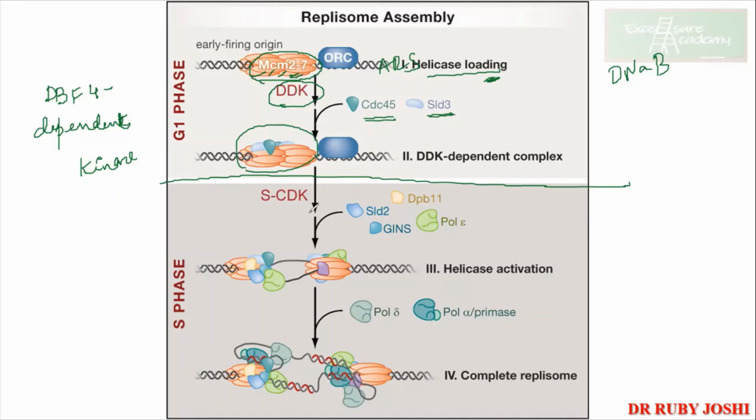Okay, so who is doing that? S-CDK. Now what is S-CDK? This is your S phase CDK, S phase cyclin dependent kinase. Okay. Now it is going to activate all these proteins. Can you see all these proteins helping in the recruitment of your Pol epsilon? Can you see it?